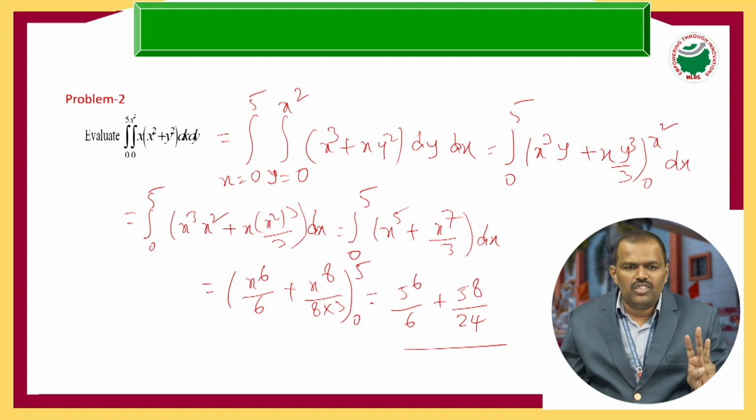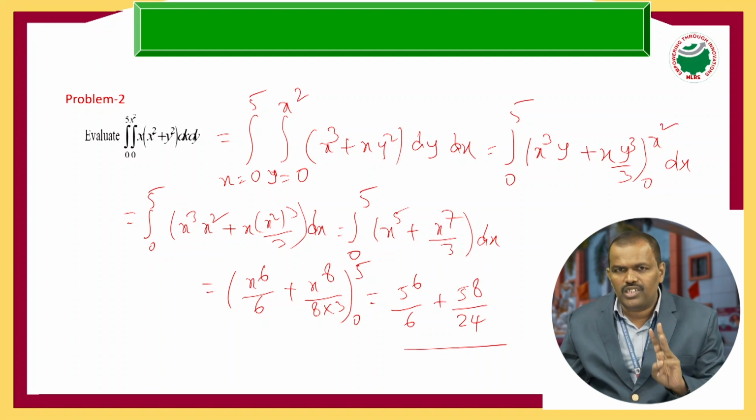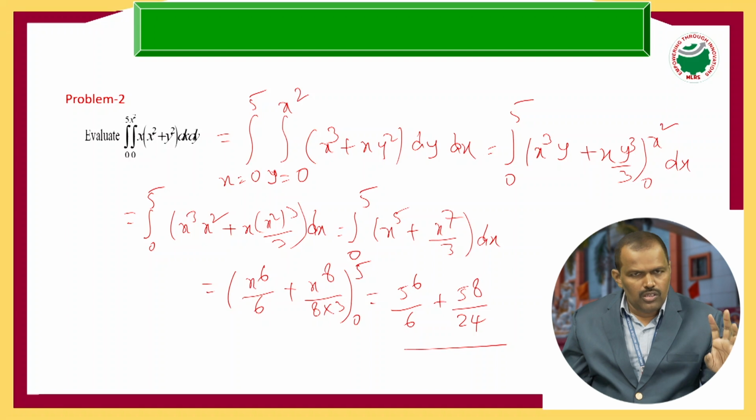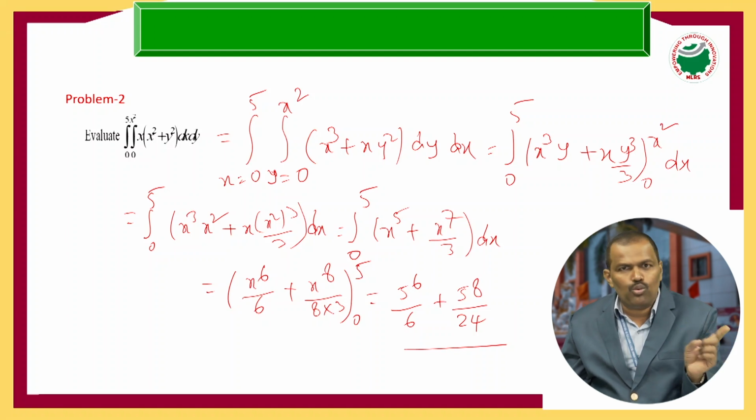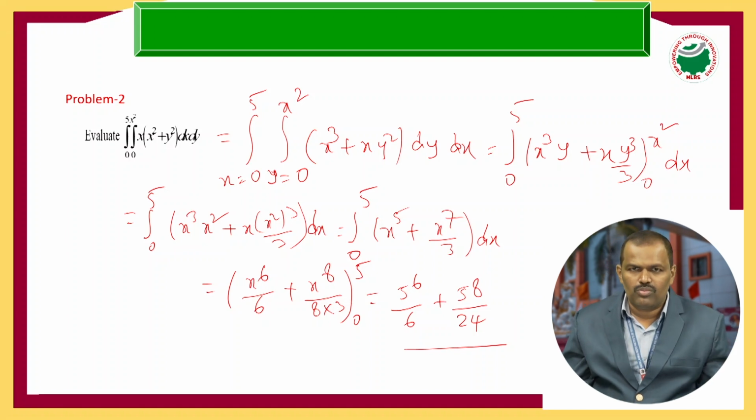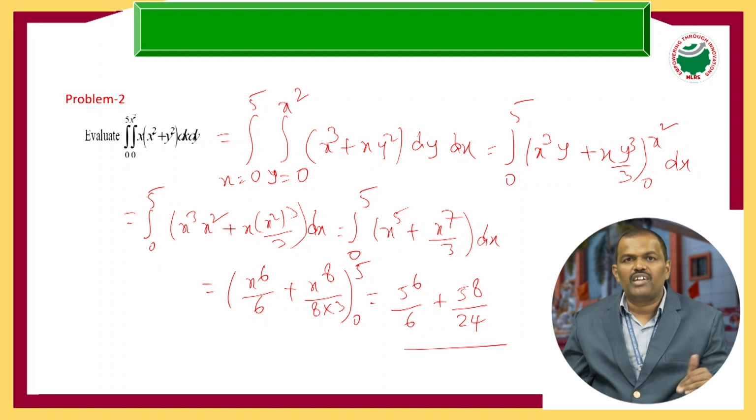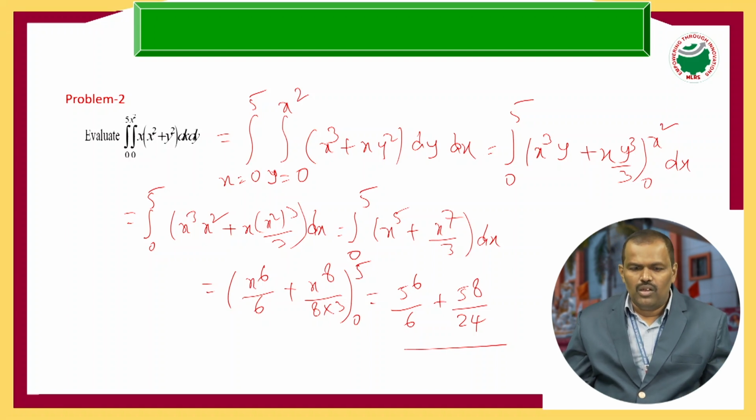So I explained initially there are 3 ways of evaluating double integrals. In the first problem I explained when both are constants how to do. In the second problem I explained y in terms of x and x constant. Finally, x in terms of y, y constant. That is the third case. Now we will discuss.